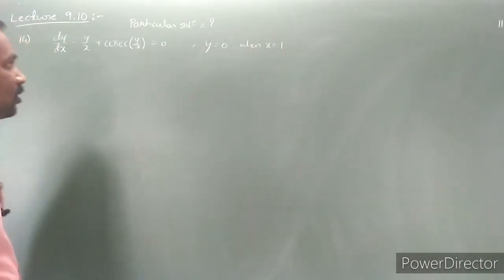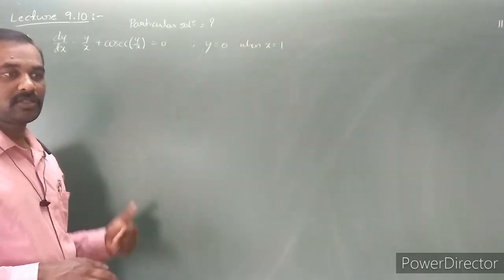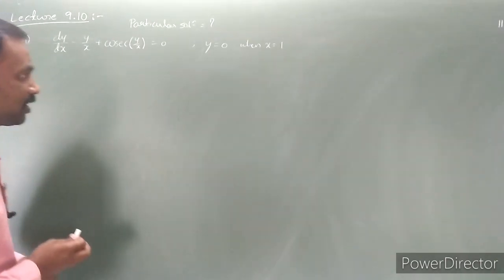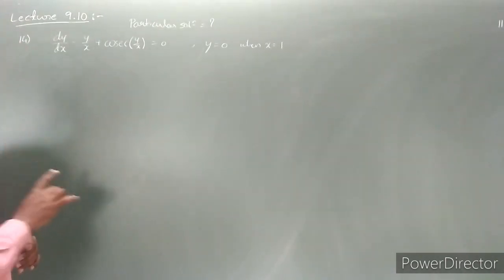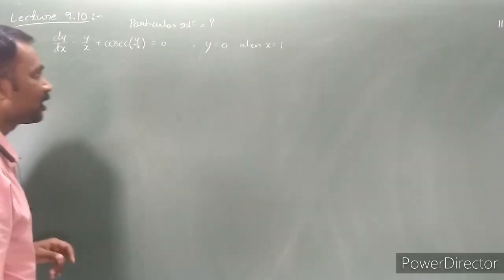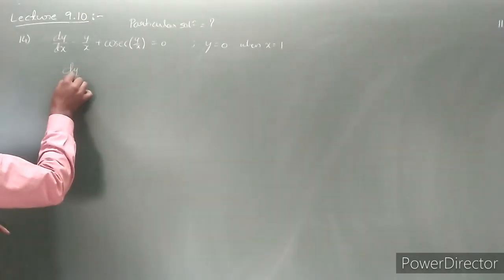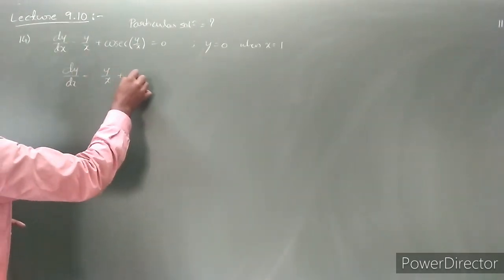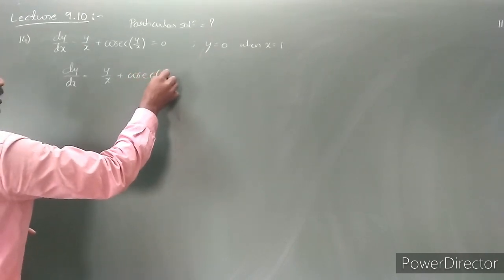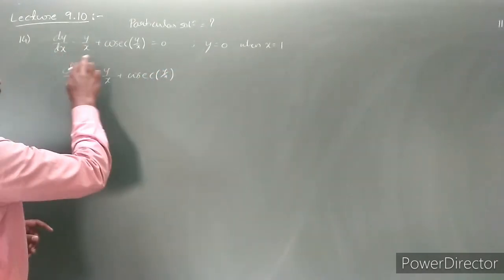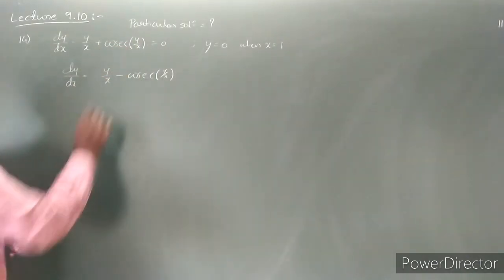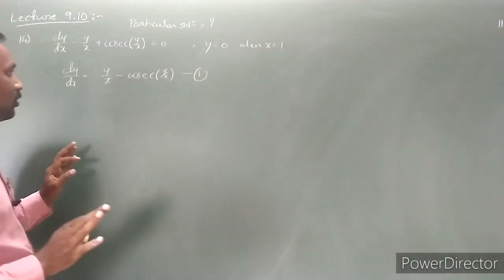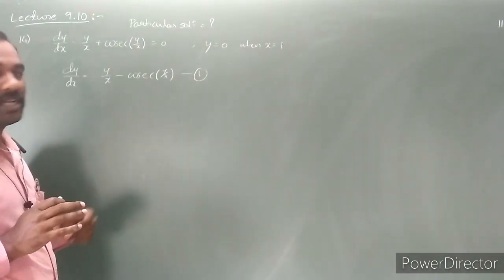This is the condition. So those who have not understood the solution of the differential equation by the homogeneous method, we just check it. Now I need to find directly the particular solution. For that a general solution is required. So dy by dx is given. Shift all the terms to the right hand side: dy by dx is equal to y by x minus cosec of y by x. This becomes positive, this becomes negative. This is dy by dx, and we can call this equation number 1.